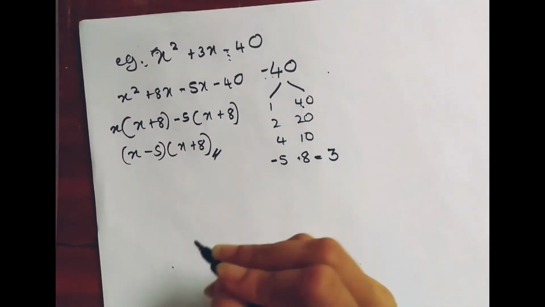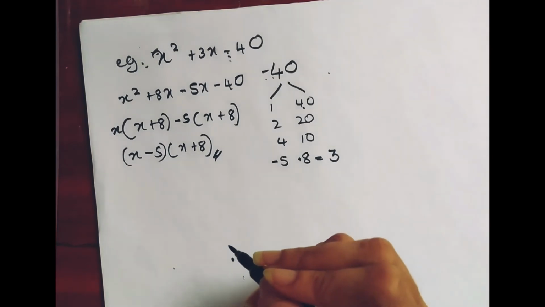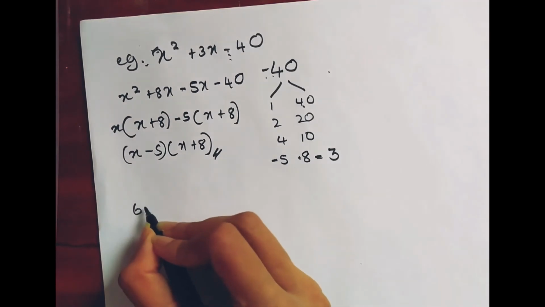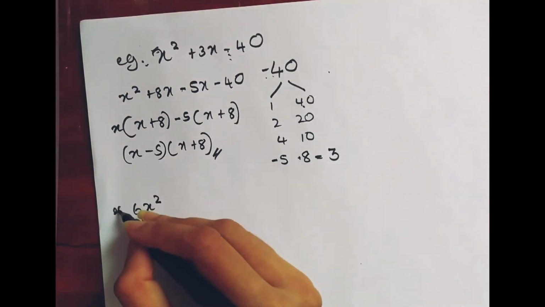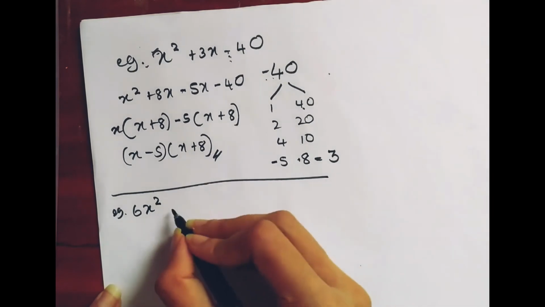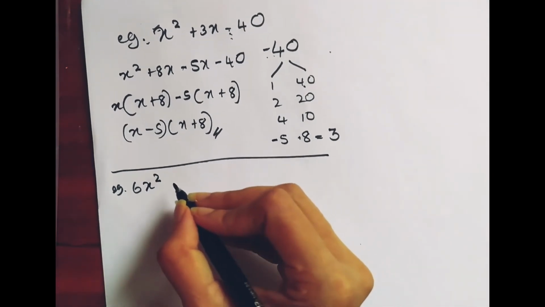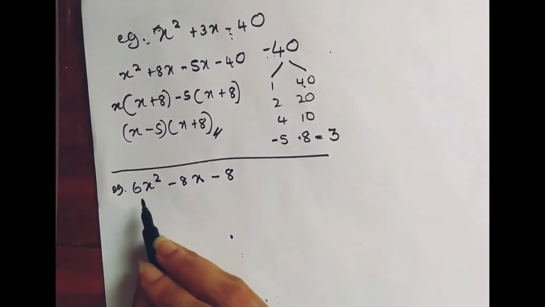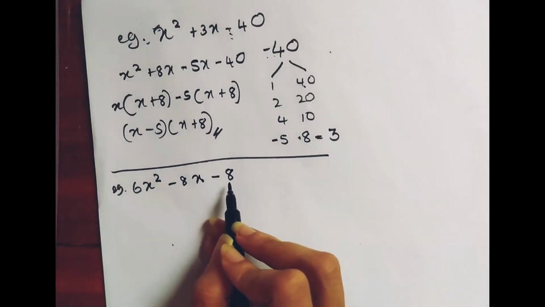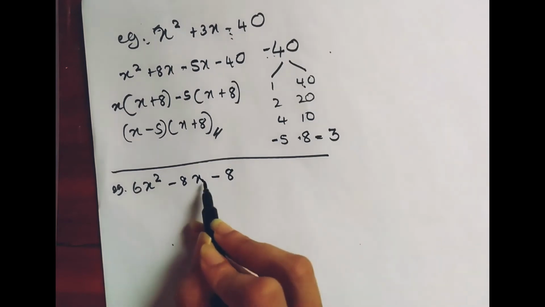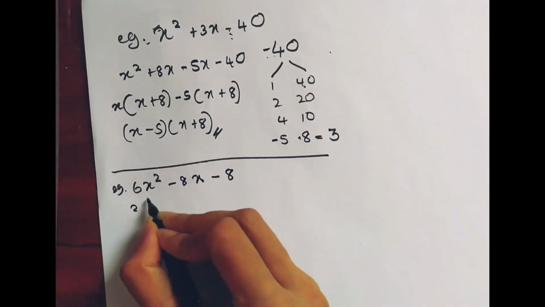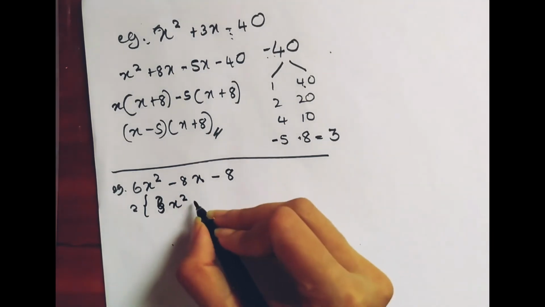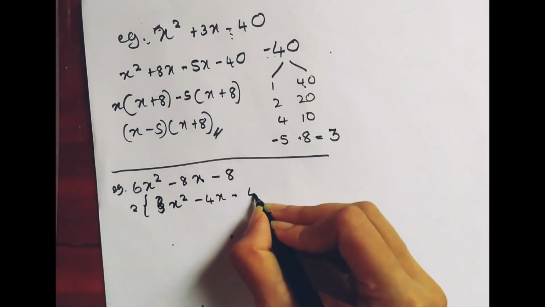And what if both are negative? So I'll take an example again. Think it is 6x squared. So another example: 6x squared minus 8x minus 8. When you look at this, you can see that 2 is common to all 3 of these terms. So take 2 out. Then 3x squared minus 4x minus 4.